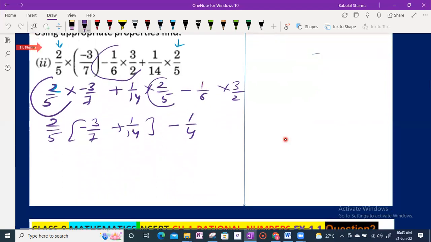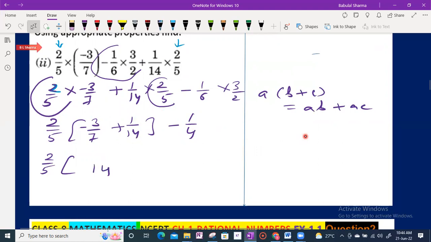Again, now using the distributive property, we can write that is A(B plus C), that is AB plus AC. So first of all हम इसको लिखेंगे 2 by 5, bracket को हम solve करेंगे इसको. First of all, we have to solve this bracket. So what is LCM here? LCM of 7 and 14 is 14. So that is minus 6 plus 1 minus 1 by 4.